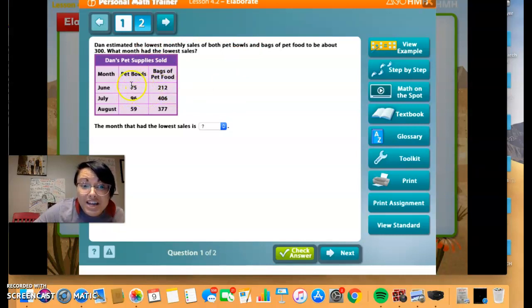All right, so I'm looking at 75 and 212. 75 is already a compatible number, right? We don't have to change that. That's already like 3/4. Let's look at 212. What's that one pretty close to? That's pretty close to 200. It's pretty close to 225. Let's go with 200. Let's round down. Okay, so 200-ish plus 75-ish is 275. Ooh, that's pretty close to 300.